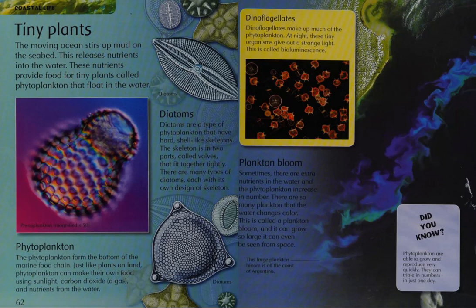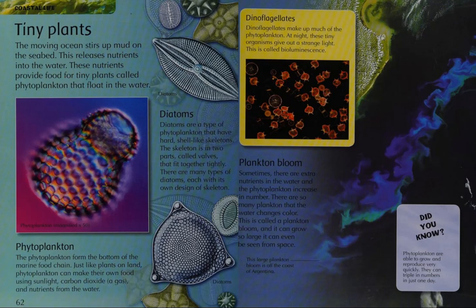Did you know? Phytoplankton are able to grow and reproduce very quickly. They can triple in numbers in just one day. Dinoflagellates. Dinoflagellates make up much of the phytoplankton. At night, these tiny organisms give out a strange light. This is called bioluminescence.